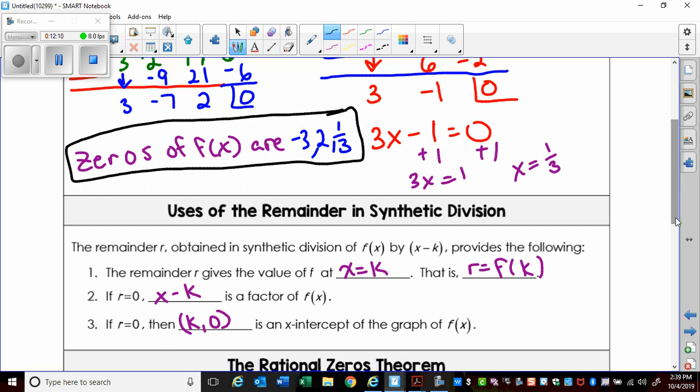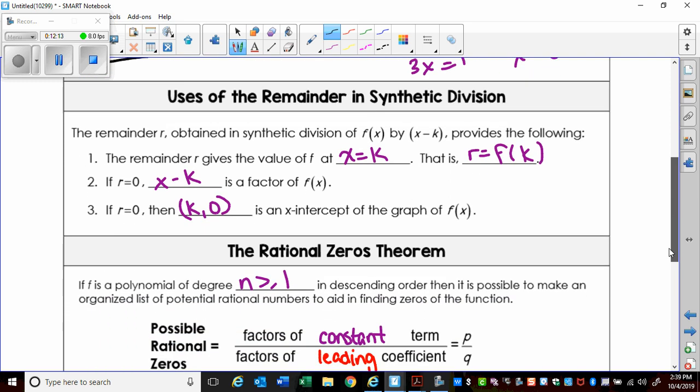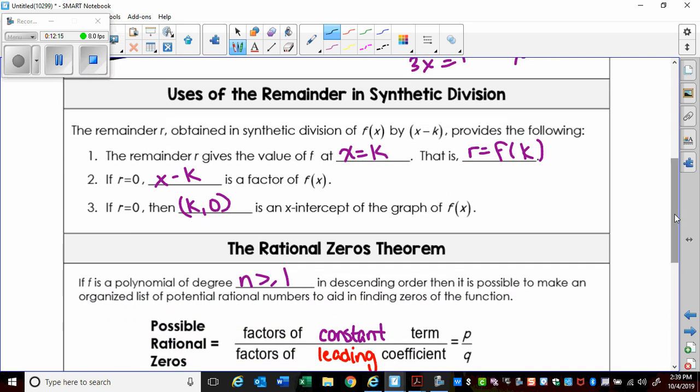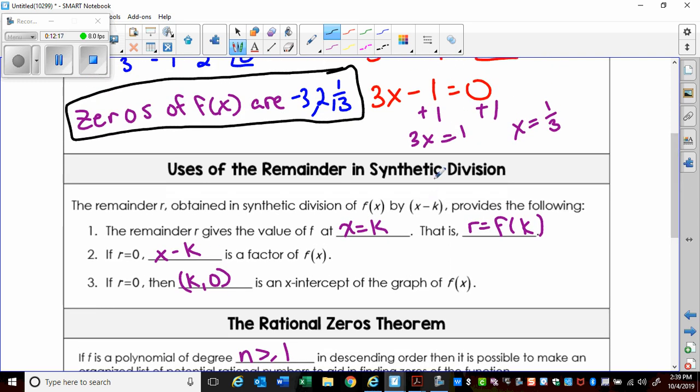Use the remainder in synthetic division. This is basically what I just went over. The remainder obtained in synthetic division provides the following. The remainder gives the value of f at x equals k. We just went over this. f at k equals r.